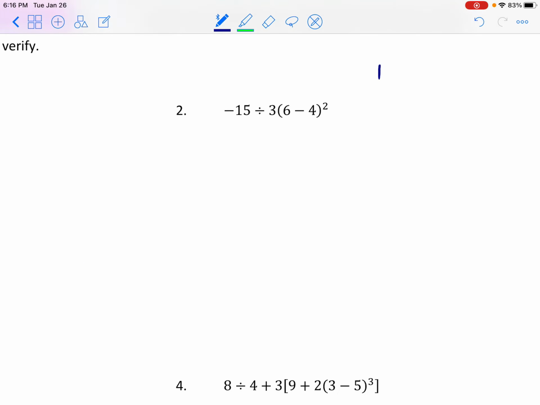Again, if you want to use your checklist here, anything in parentheses happens first. So I'm going to bring down my -15, my divide, my 3. I'm going to figure out what's inside of the parentheses first, which in this case is 6 minus 4, or 2. So that's my first step.